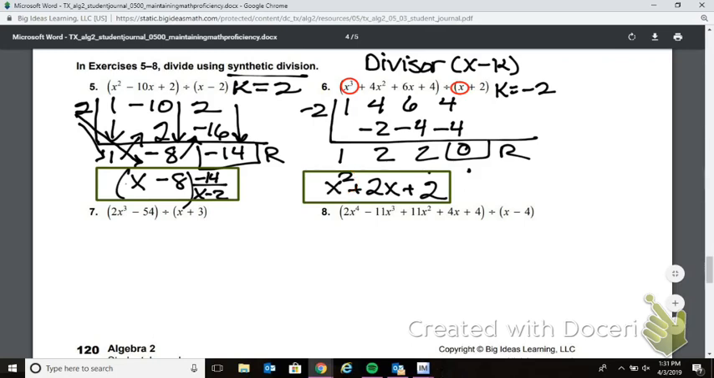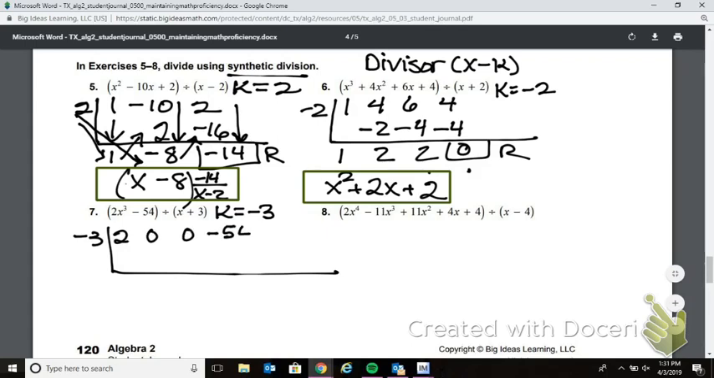How do you find the constant? I understand. Okay, number 7. K is equal to what? Negative 3. Good. Now here we've got a 2 on x cubed, a 0 for x squared, a 0 for x to the first, and then our constant. So we have to put those zeros to hold the place.